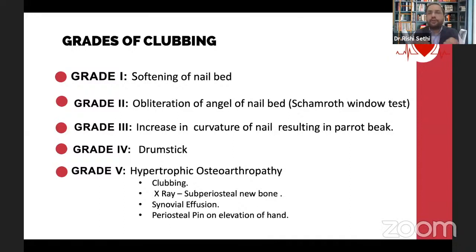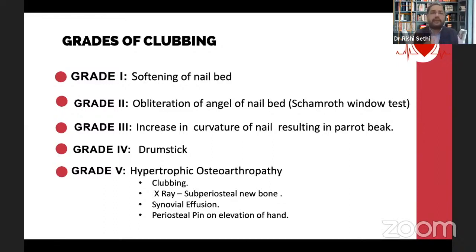Something you can do is Shamroth's window test. You keep both the nails together, and if you can see a window between the two nails, it is not clubbed. The small window that is formed by the base of your nail angle, when you combine two fingers, goes away in clubbing. So that's the Shamroth window test.